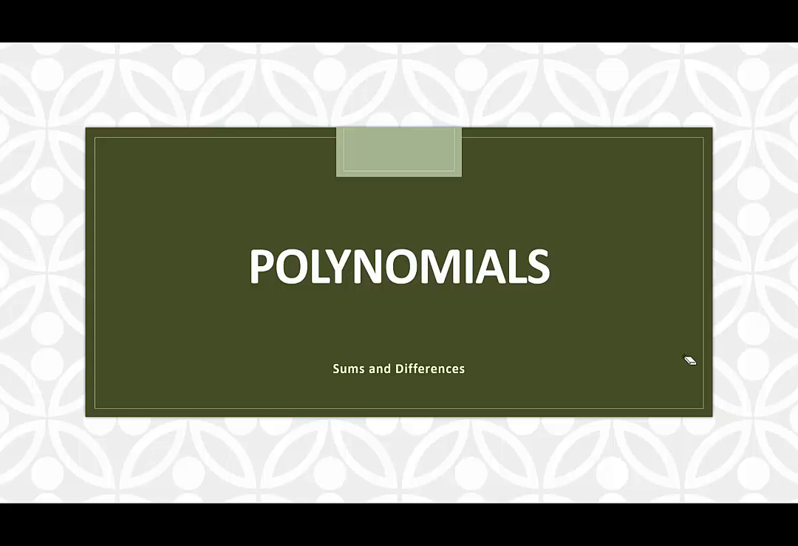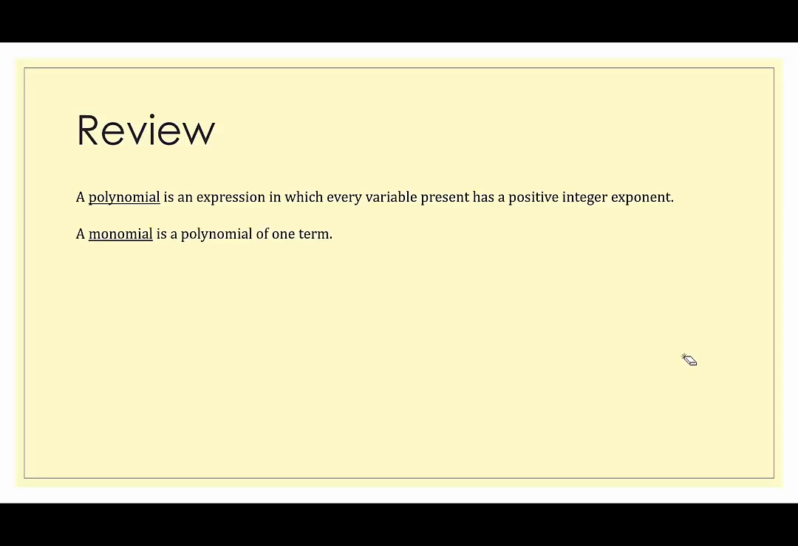In this video, we are going to look at examples of sums and differences of polynomials. We're going to start off with a little review. First, the definition of a polynomial. A polynomial is an expression in which every variable present has a positive integer exponent. And we're going to focus on the monomials of each polynomial.